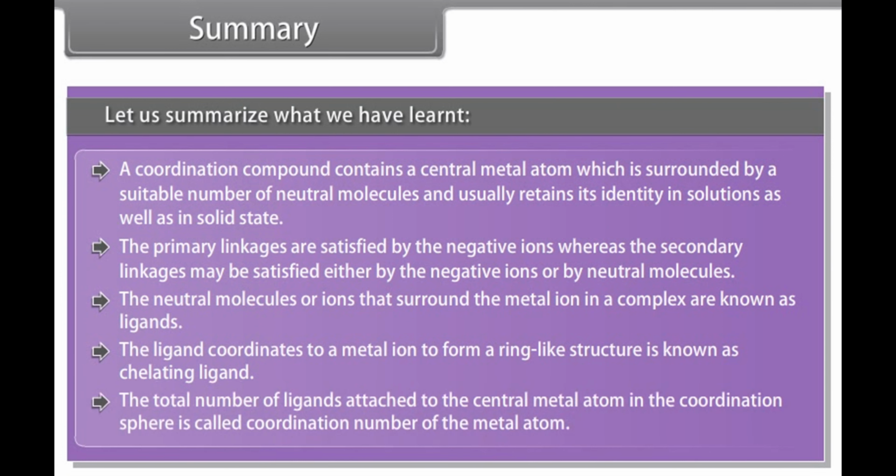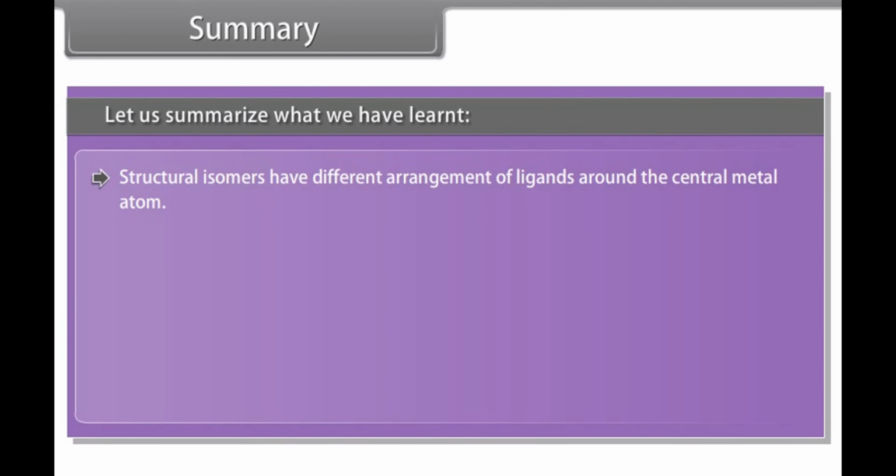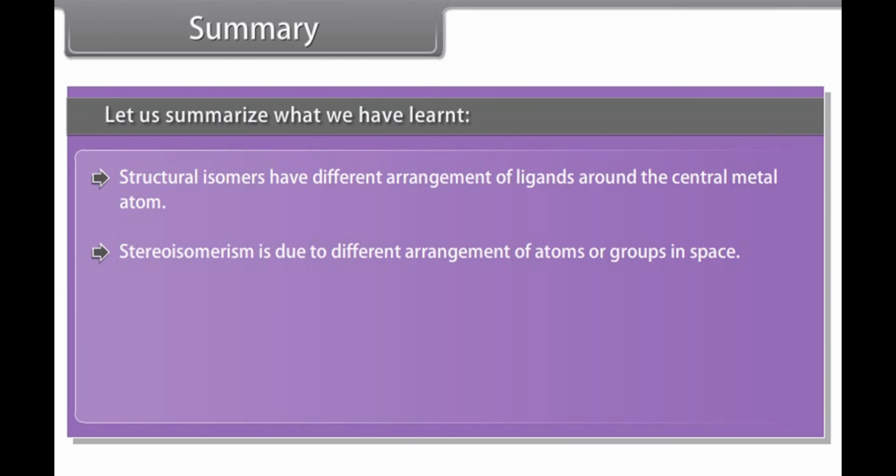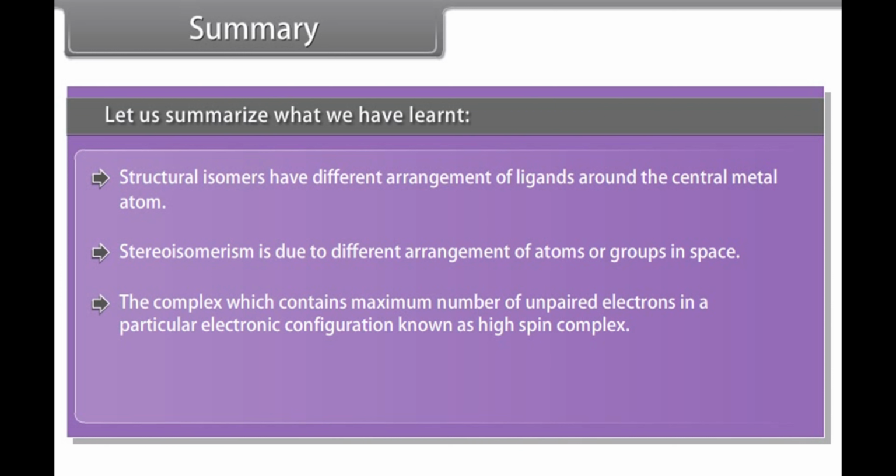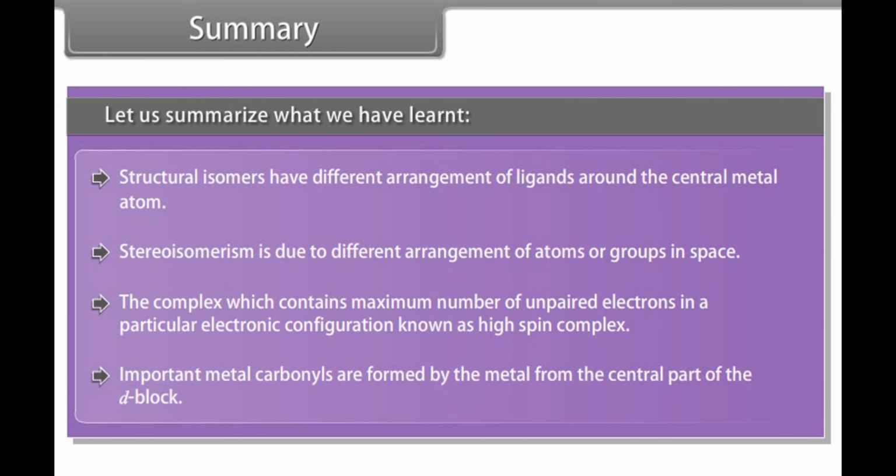The total number of ligands attached to the central metal atom in the coordination sphere is called the coordination number of the metal atom. Structural isomers have different arrangement of ligands around the central metal atom. Stereoisomerism is due to different arrangement of atoms or groups in space. The complex which contains the maximum number of unpaired electrons in a particular electronic configuration is known as a high-spin complex. Important metal carbonyls are formed by the metals from the central part of the d block.